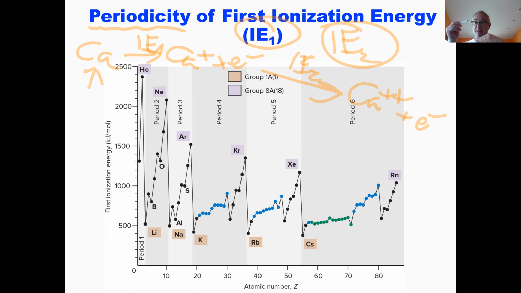And so then notice the periodicity showing a sort of pattern we may have seen before. So these are the atoms where it's the hardest to take away an electron. Helium, neon, argon, krypton, xenon, radon. What do they have in common? The noble gases. They're the noble gases.